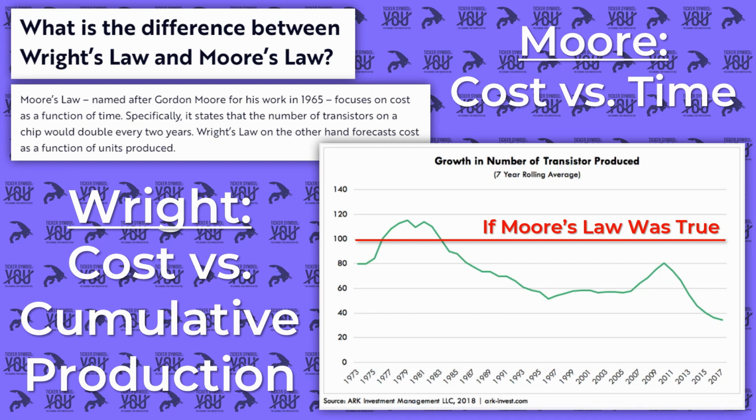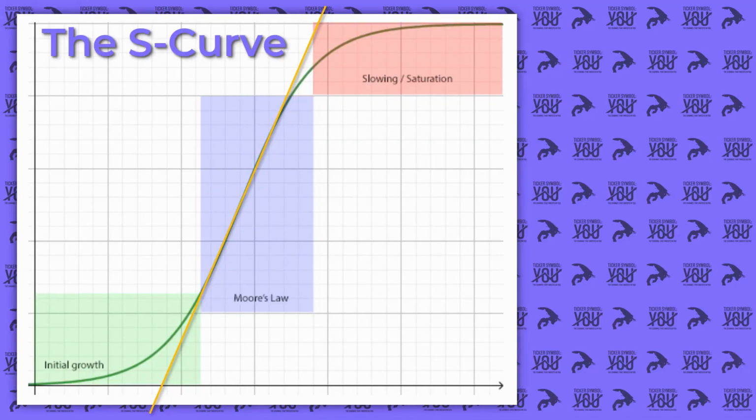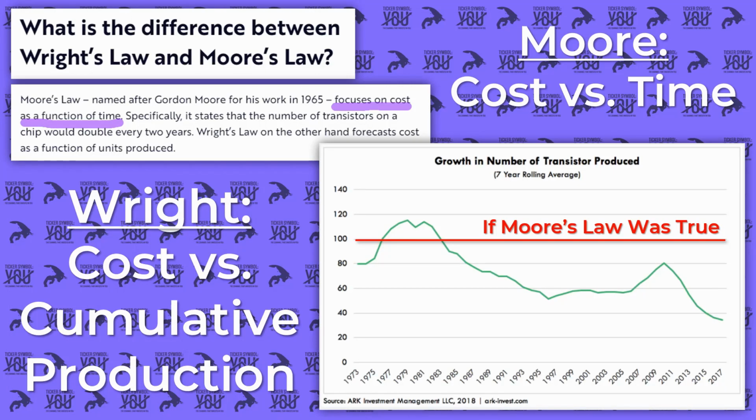So what's the difference between Wright's Law and Moore's Law? Moore's Law focuses on cost as a function of time. It states that the number of transistors on a chip will double every 2 years. So no matter when in time we look, as long as 2 years pass, we should be expecting the number of transistors on a circuit to double. This is obviously not the case. Wright's Law, on the other hand, forecasts costs as a function of units produced. So according to ARK Invest, Moore's Law is wrong, and Wright's Law is right more of the time.